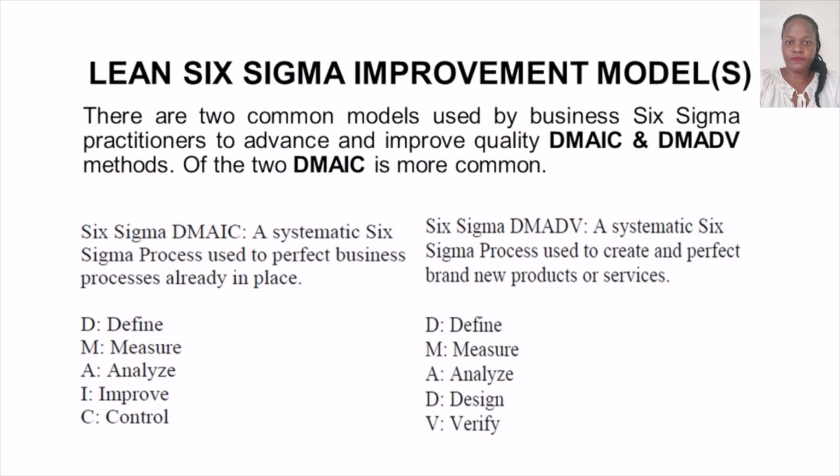There are 2 Lean Six Sigma improvement models known as DMAIC and DMADV. DMAIC is used to perfect business processes already in place, whilst DMADV is used to create and perfect brand new products or services. DMADV is an acronym for Define, Measure, Analyze, Design, and Verify.